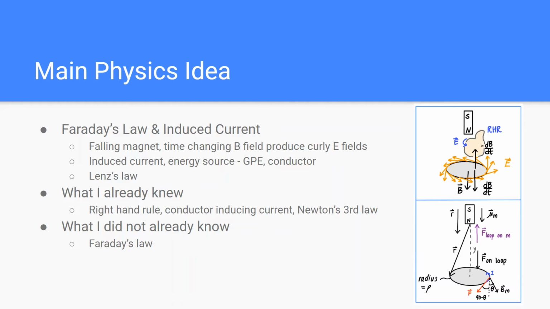We also looked at Lenz's law, which shows that the magnetic field from induced current opposes change in flux. And what I already knew based on this week's material is the right-hand rule, and I knew the concept of a conductor inducing current. I was also aware of Newton's third law that we use to calculate the force on the magnet by the loop, as you can see on the bottom right, where it is the same magnitude as the force on the loop, but in the opposite direction.